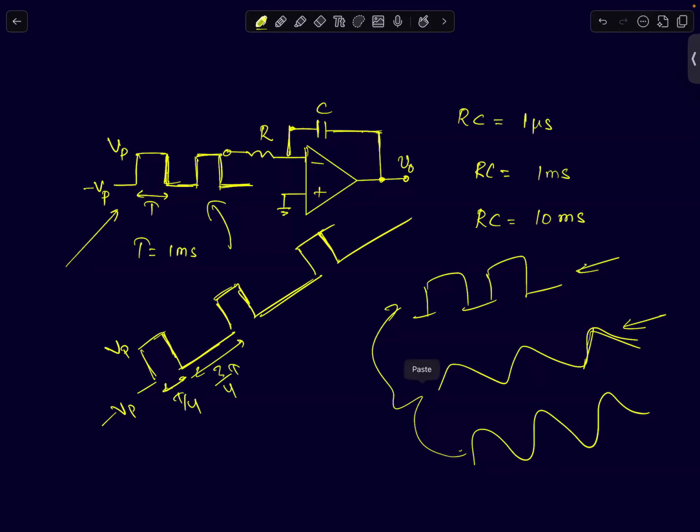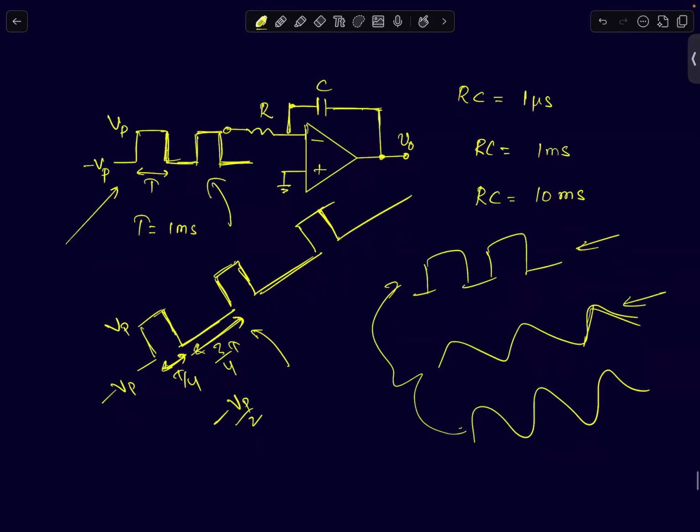What is the average value of this signal? Can you tell me what is the average value of this pulse signal? 3/4 of the cycle, it is minus V peak. 1/4 of the cycle, it is plus V peak. Is it V peak by 2? Check again. Yes, the sign is minus, right? So it is minus V peak by 2.